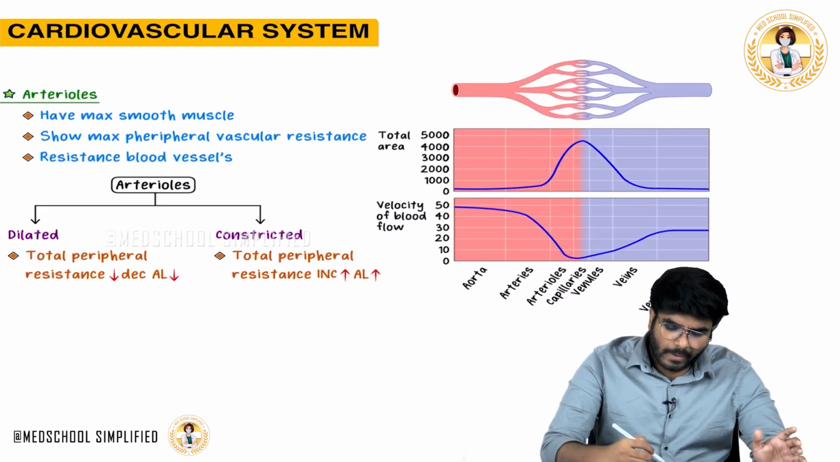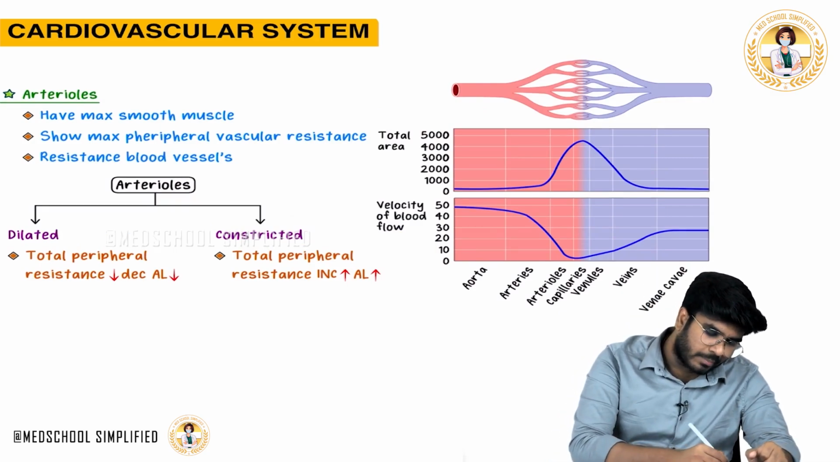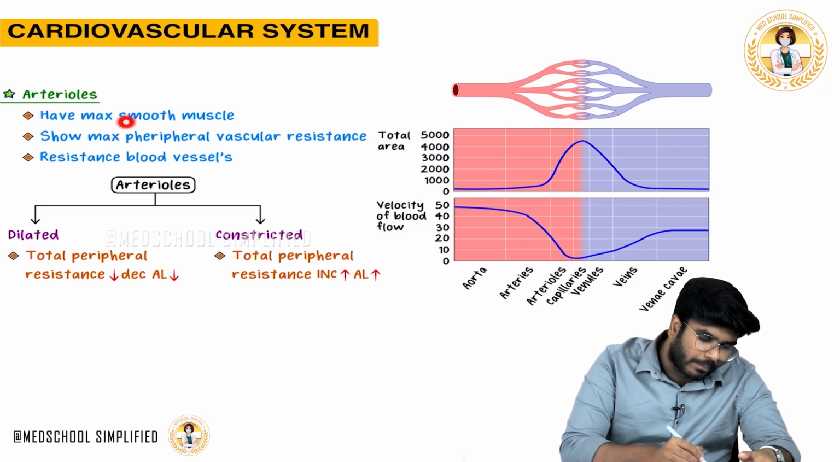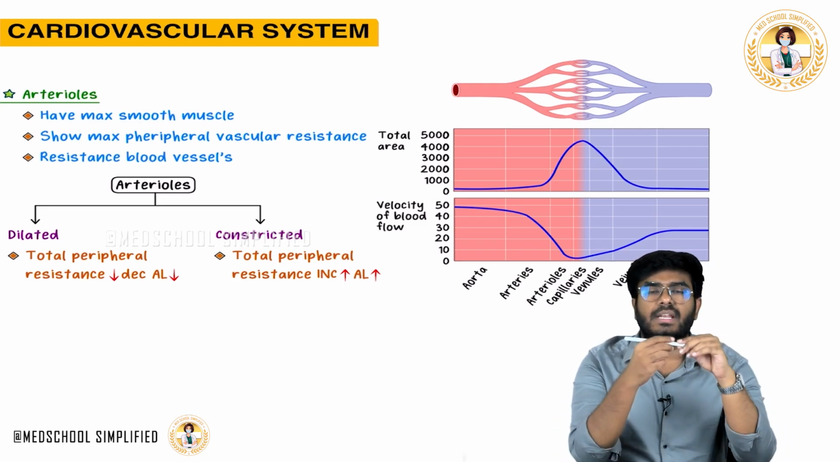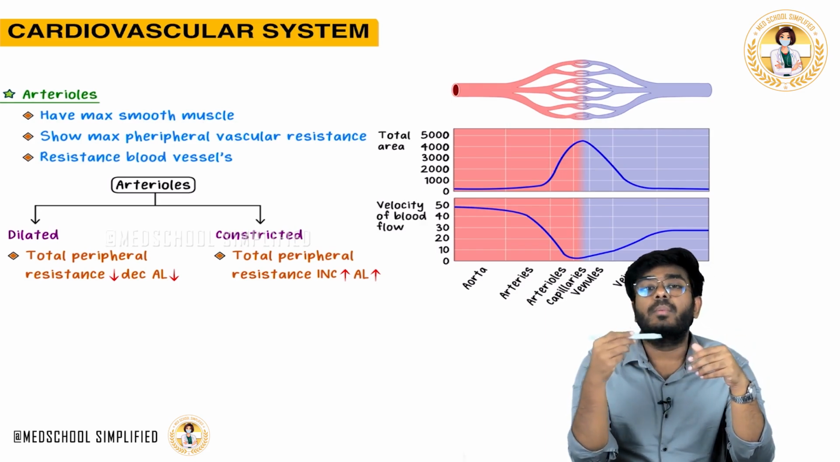Okay, now after the aorta, let's discuss important points about the arterioles. Already I have explained to you that arterioles are the blood vessels having the maximum amount of smooth muscle. If this is an arteriole, it has a maximum amount of smooth muscle around it, just like terminal bronchioles.